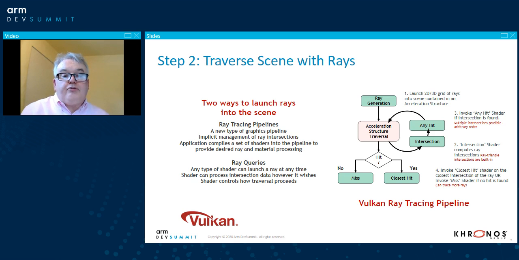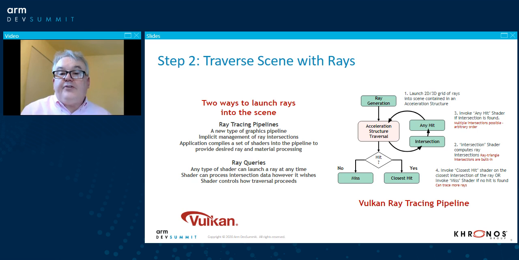The second step is to launch rays into the scene to calculate how those rays intersect and interact with scene geometry, materials, and light sources, and to process those intersections with programmable flexibility to enable a wide variety of visual effects. Vulkan provides two ways to dispatch rays.